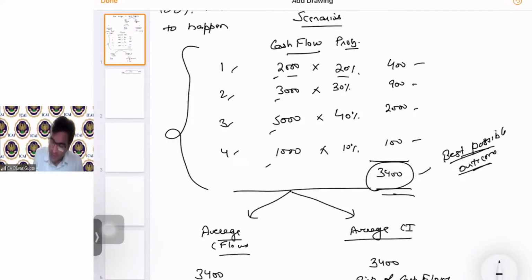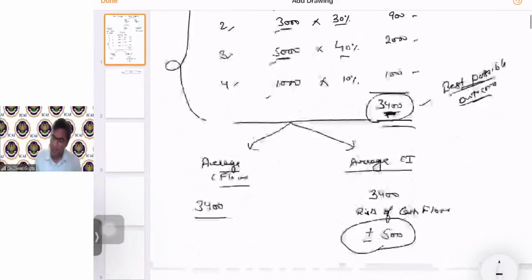My different scenarios say that there is a 20% chance that it will be 2000, which is a deviation of 2000 minus 3,400, correct? But that too at a 20% chance. Then in the second scenario, the deviation is 3,000 minus 3,400, with 30% probability. In the third scenario, there is a deviation of 5,000 from 3,400, at 40%. Similarly the fourth scenario.